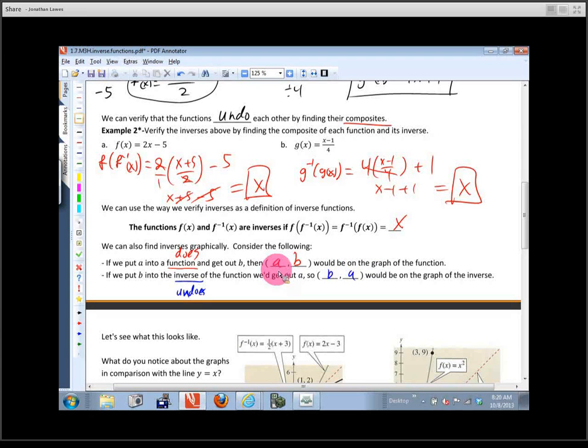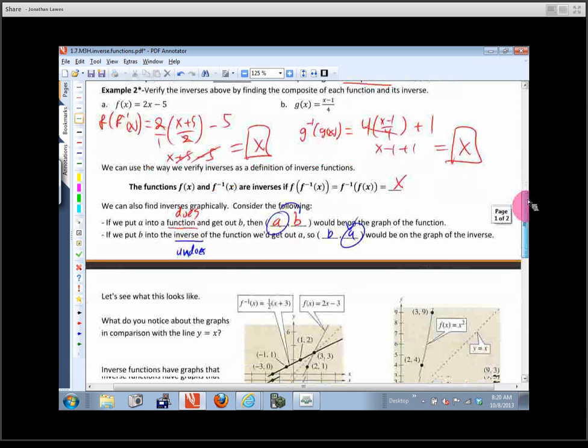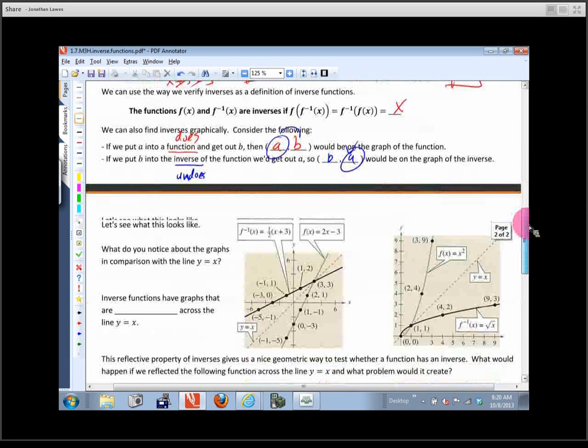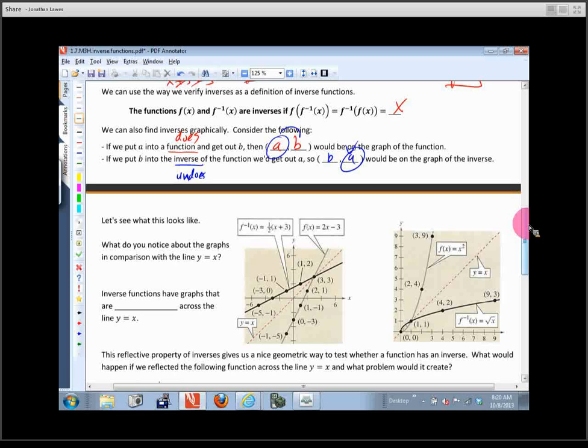Put in an A, do something to it, get out a B, take that B, put it in its inverse. Here's where we started, and here's where we end up. So do something to get to here, plug that in here, and get out an A. See how these undo each other? Okay, does that make sense? Okay, well, if you flip the page over, that gives us a way of graphically checking whether or not they're inverses of each other. Okay?